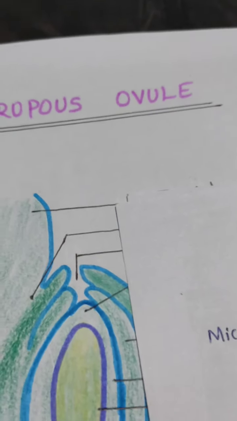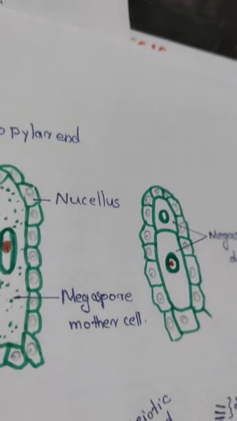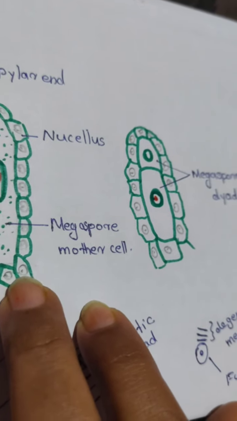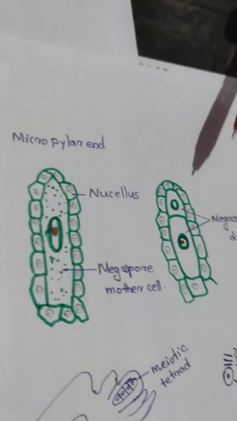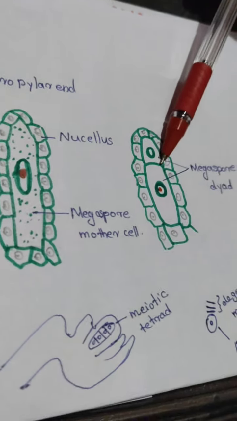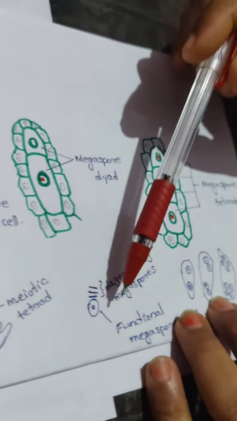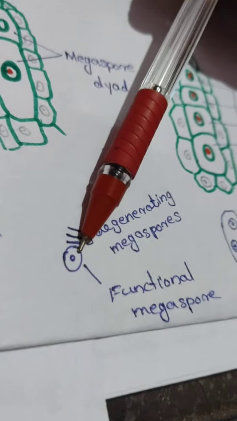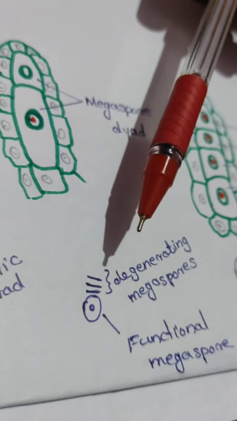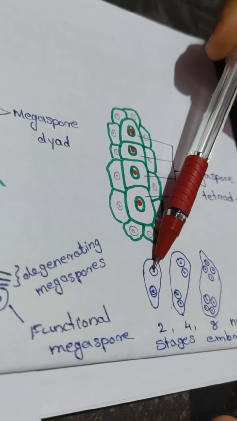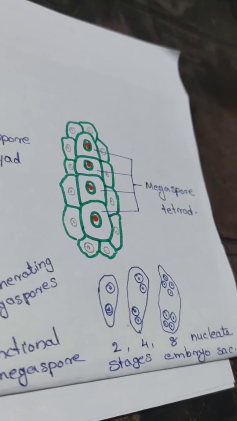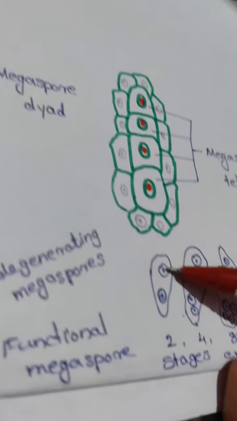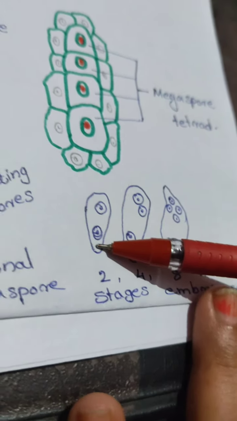The nucleus of the functional megaspore divides mitotically. It divides mitotically to form two nuclei. They move to the opposite poles. You look here, this is the functional megaspore. This functional megaspore divides mitotically to form two nuclei. In this two nucleate embryo sac, these move to the opposite poles.